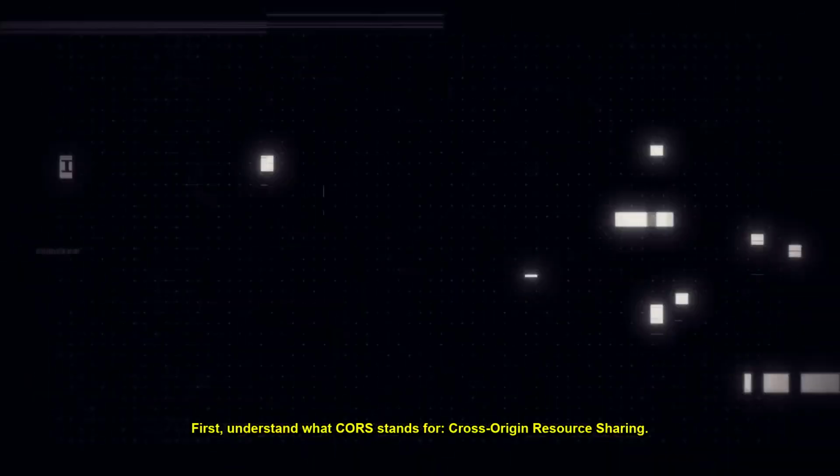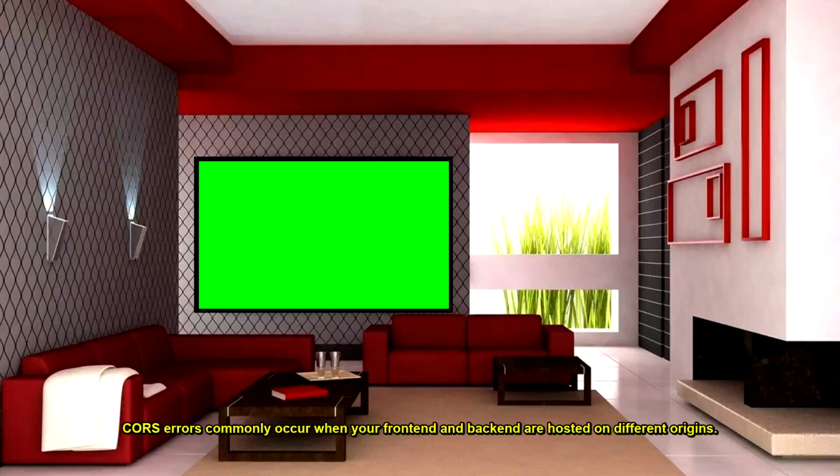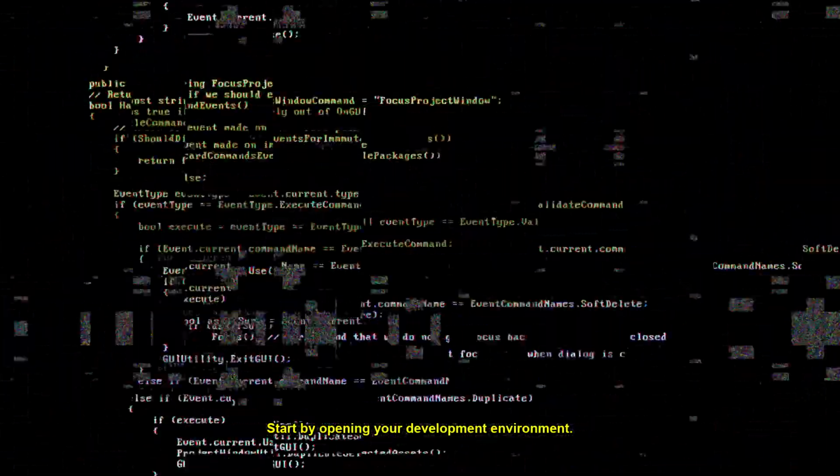First, understand what CORS stands for: cross-origin resource sharing. CORS errors commonly occur when your frontend and backend are hosted on different origins. Start by opening your development environment.